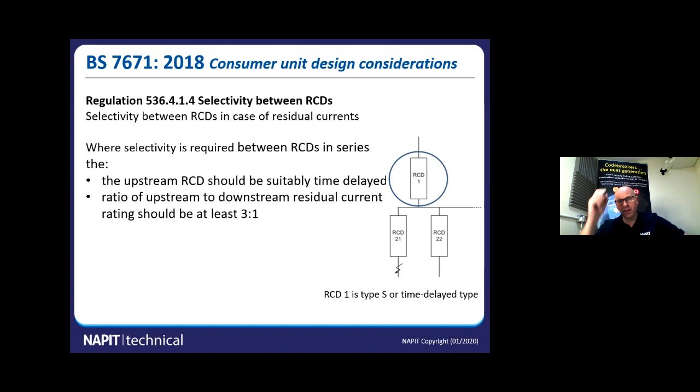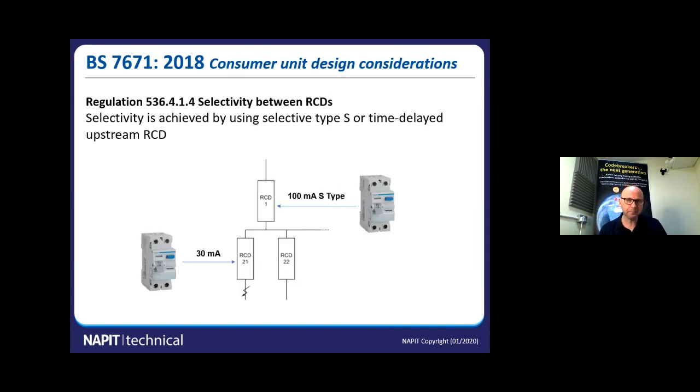Okay, so what this is looking at here is that if we have a fault on RCD 21 there, RCD 21 trips and it doesn't take out RCD 1, because if RCD 1 goes out, then we're going to lose power to RCD 22. Okay, so it's getting that selectivity, which we used to refer to as discrimination before the 18th edition. And this is how it can quite simply be achieved.